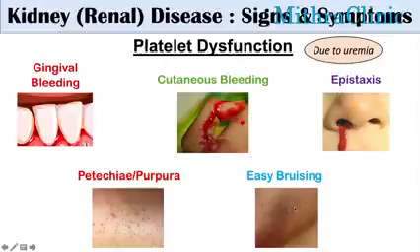And we can also see increased risk of excessive bleeding in cases like menstruation, during surgeries, and during and after childbirth as well.